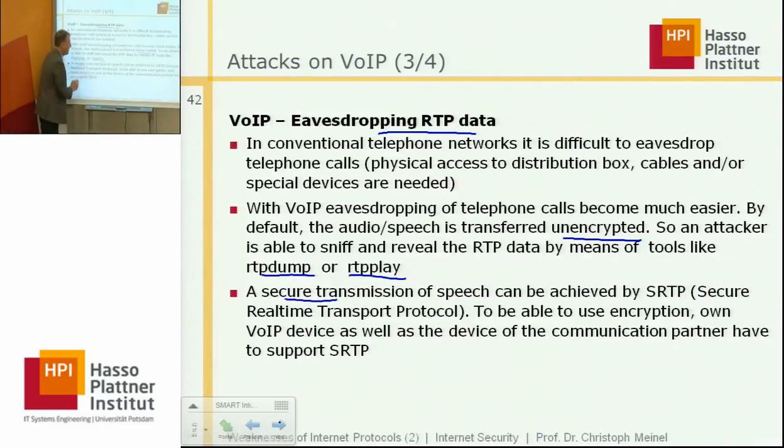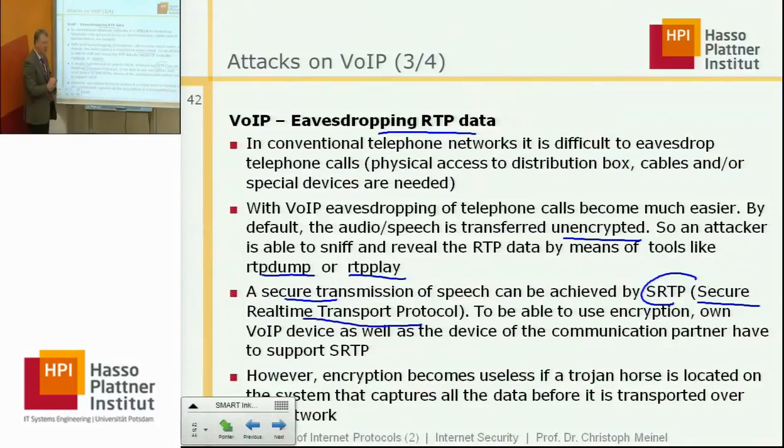A secure transmission of speech can be achieved with a special variant of the RTP protocol. This is the SRTP protocol, the Secure Real-time Transport Protocol. But to be able to use the encryption, your own voice over IP device, as well as the voice over IP device of the communication partner, both need to run this SRTP protocol. In a usual communication line with the same person, it's simple to say, you should install this, and I install this SRTP protocol. But telephone situations are typically open, and there are calls from people that do not run an SRTP protocol, and then you cannot encrypt this.